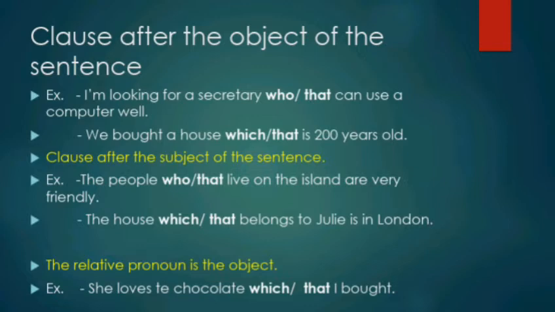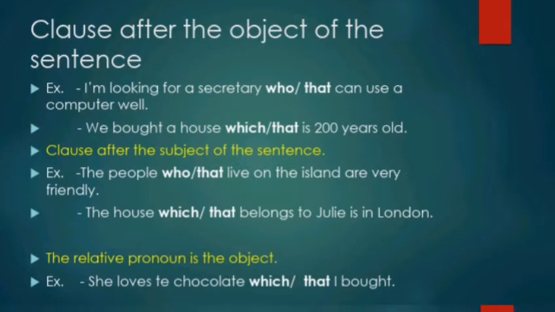I am going to talk about when the relative pronoun is the object. Next, let's talk about when the relative pronoun is the object of the clause. The clause can come after the subject or the object of the sentence. Clause after the object. Example, she loves the chocolate which or that I bought. We can see which or that after the object, that is chocolate.